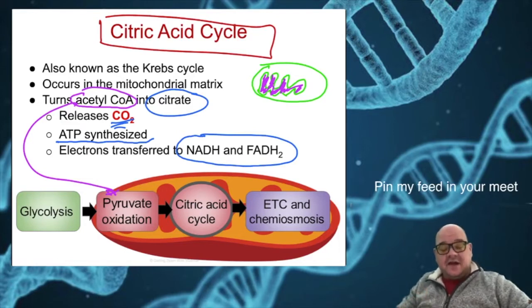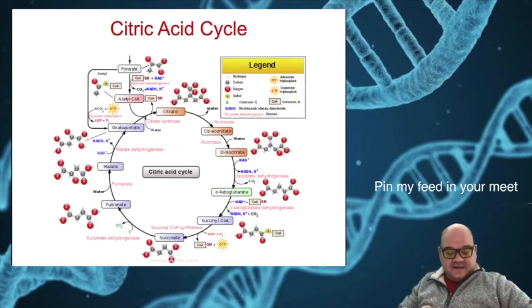Let's take a look at another view of this. This is the full citric acid cycle. You do not have to know this. I just want you to see how the sausage is made. That means like see all the ugly details. You're only worried about the input, which is pyruvate up here, and the output, which is citrate right here.